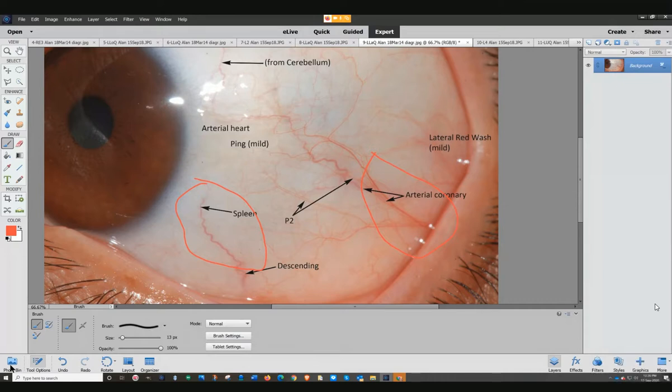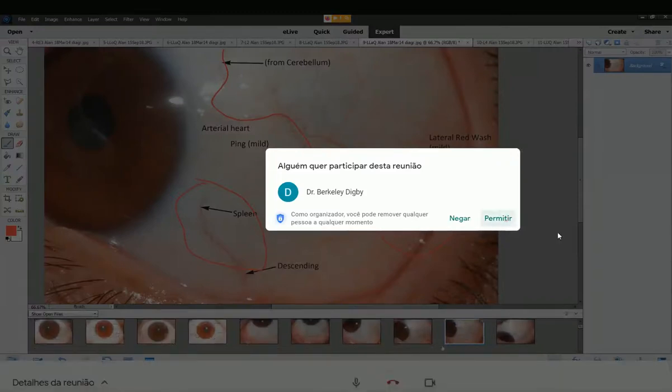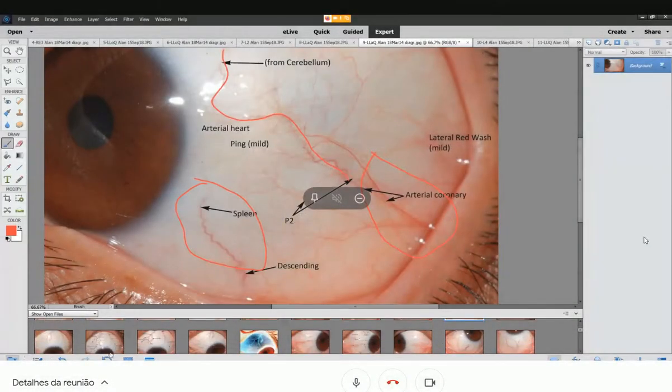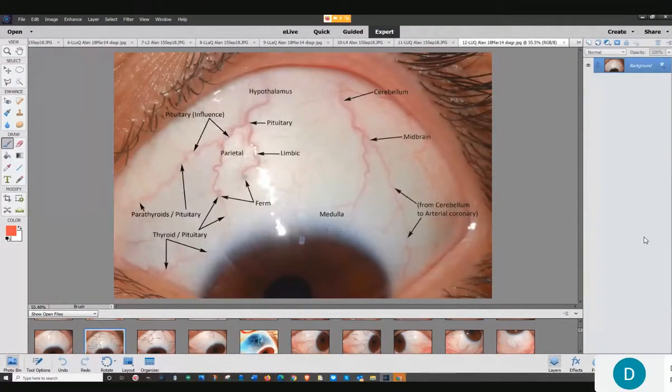I'm going to read you the last paragraph that I wrote, but just to finish this little part, brother, please. Yes, go ahead. This line, which comes from arterial coronary, goes to arterial heart and goes up to the cerebellum, gets together with the cerebellum, right? That one is coming from the upper quadrant, right? Yes, that one, cerebellum, midbrain, and going down. It's all making together.